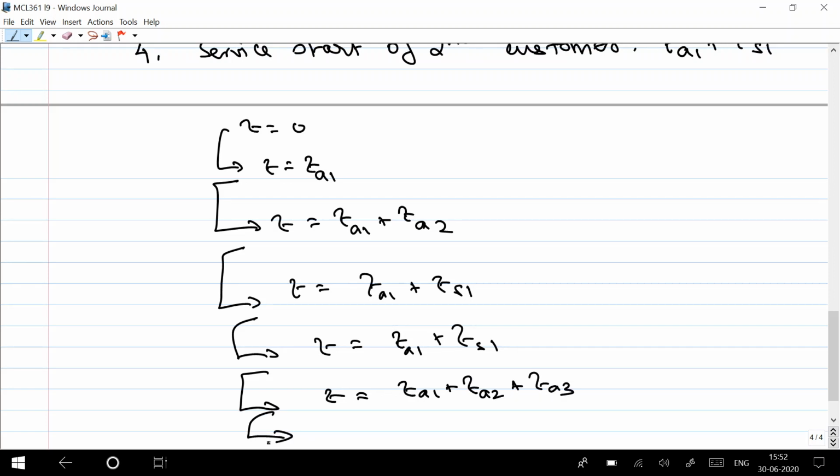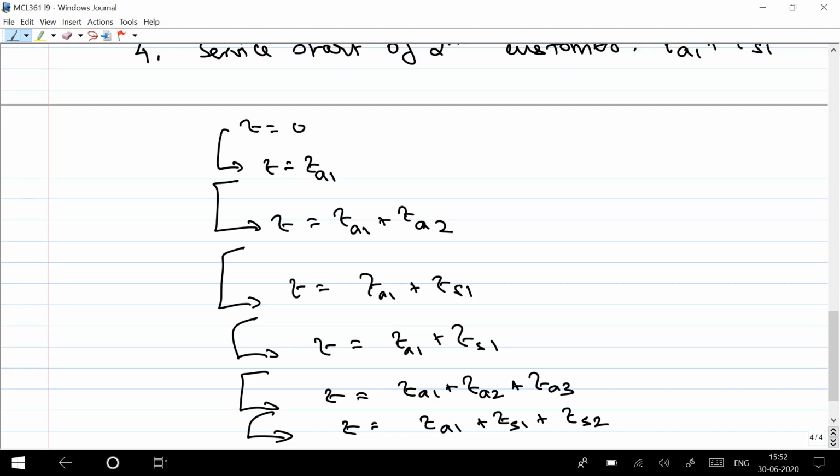Then you move to TS1 plus TS2, right? And so on.